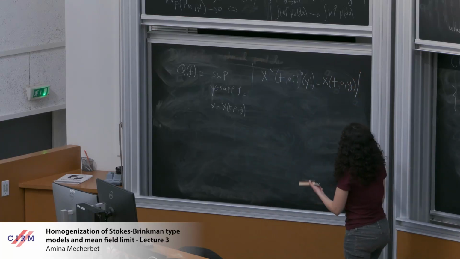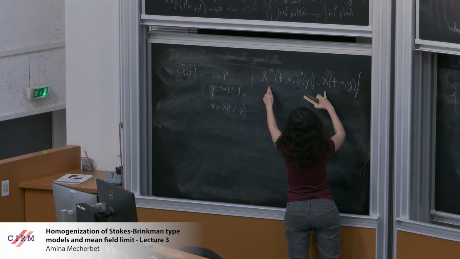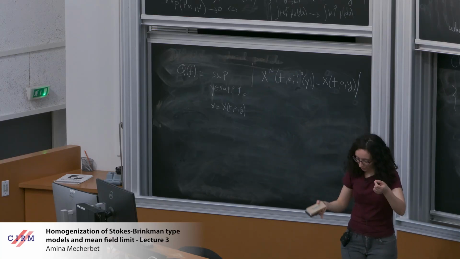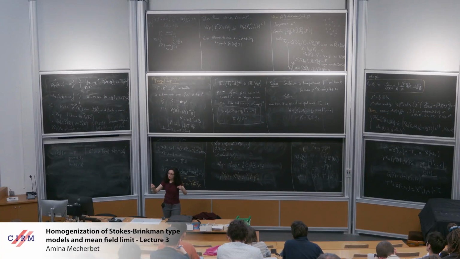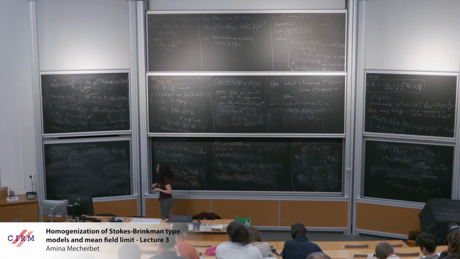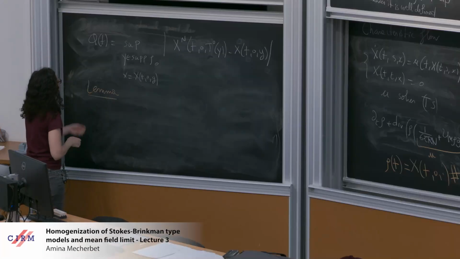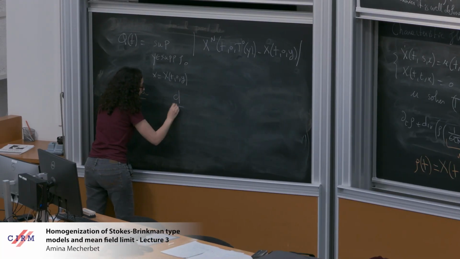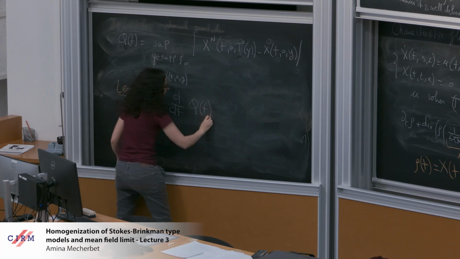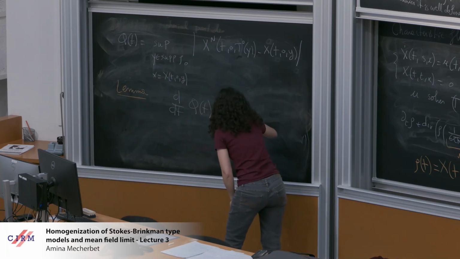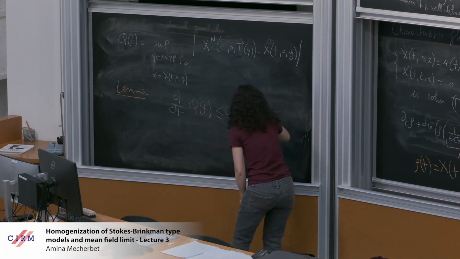So basically, this only means that you need somehow to compare the trajectories between the microscopic particles and the mean field particles. That's the idea. Okay. So the lemma, now you want to perform a Grönwall estimate on this guy. And what we will get is something like this, with a constant.